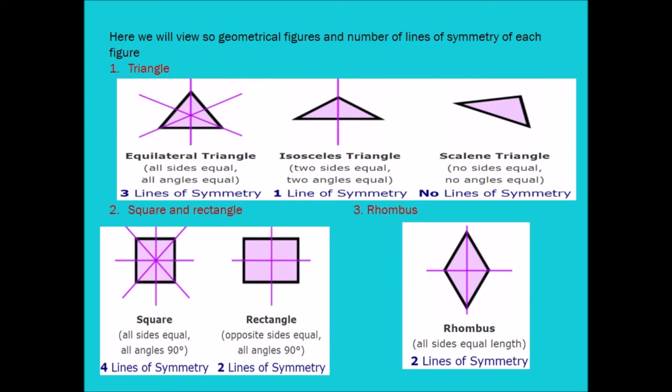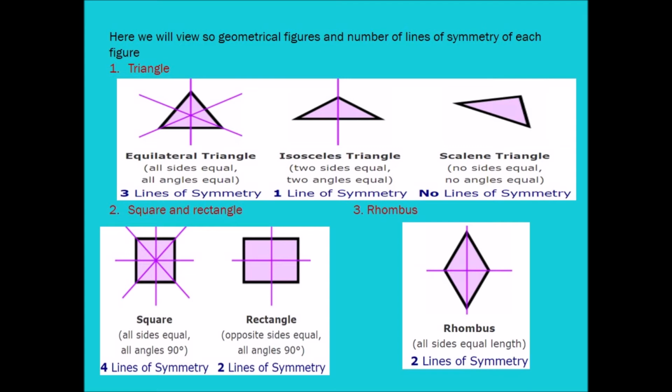Okay, next slide. Now I will begin to show you different geometrical figures and their lines of symmetry. Each figure has a constant number of lines of symmetry, and you have to study them well as you are studying your names. Let's start with the triangle, and we will take different types of triangles because each type of triangle has a different number of lines of symmetry from the other types.